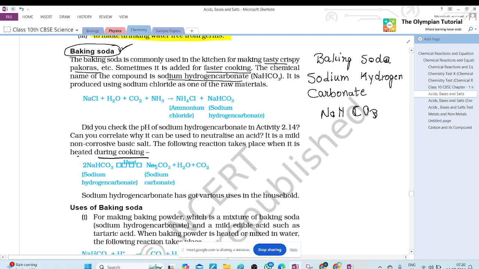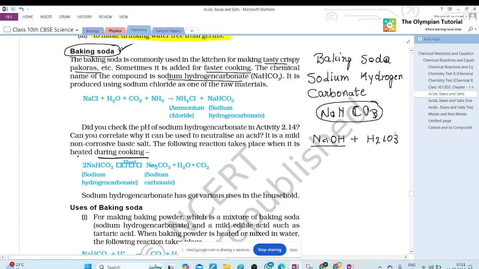Is it basic salt or acidic salt? Basic salt. Firstly, it is salt. Why? Because it is formed by the combination of acid and base. Which base? Sodium hydroxide base with carbonic acid, H2CO3. And NaOH is strong base or weak base?